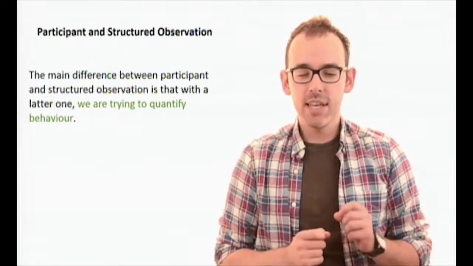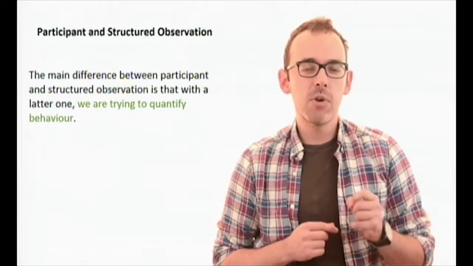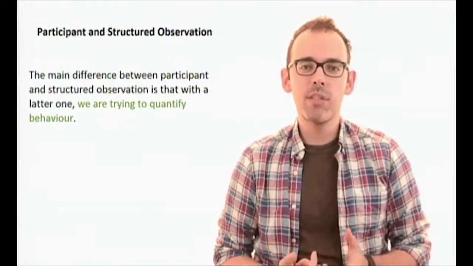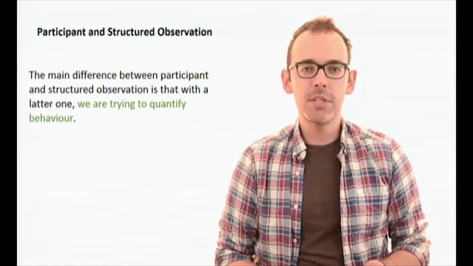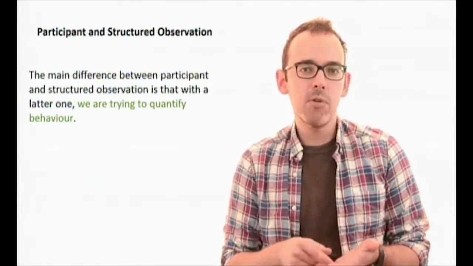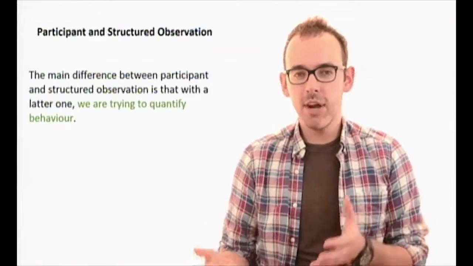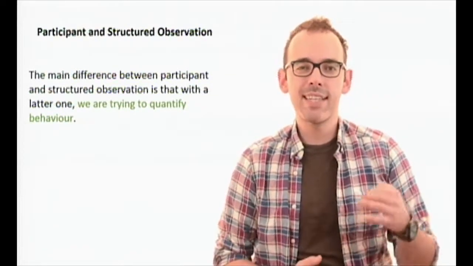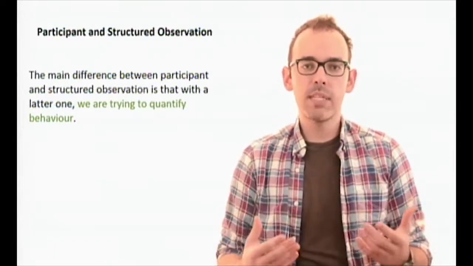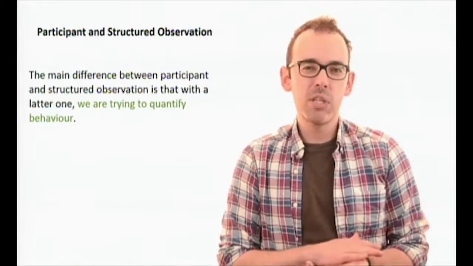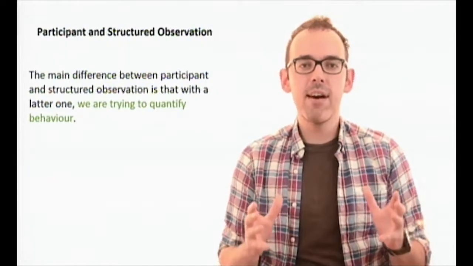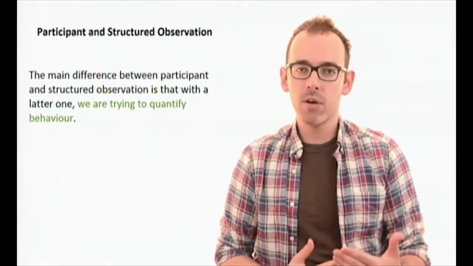The difference is that with this structured observation, you are trying to quantify behavior of people. What does it mean, quantify? Well, with the participant observation, we were, of course, as observers, taking down some notes and writing down what people are doing. But with structured observation, we will be trying to do this in a structured way, meaning that we will come to this workplace that we are going to observe with something that we call coding sheets, and we will have a predefined set of points that we are going to observe.